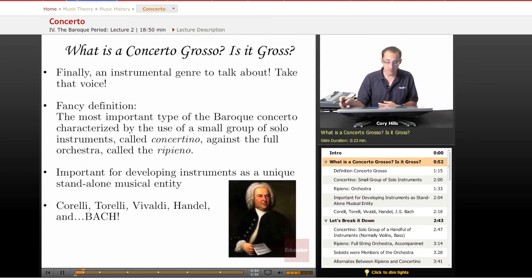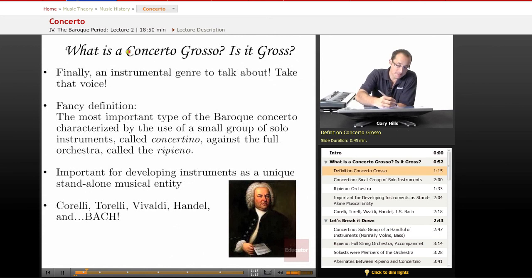So the concerto grosso. Is it gross? Well, finally we have a sole instrumental genre to talk about. We've been talking an awful lot about voice, so it's nice to sit back and have an instrumental genre altogether. So what's the fancy definition of the concerto grosso?